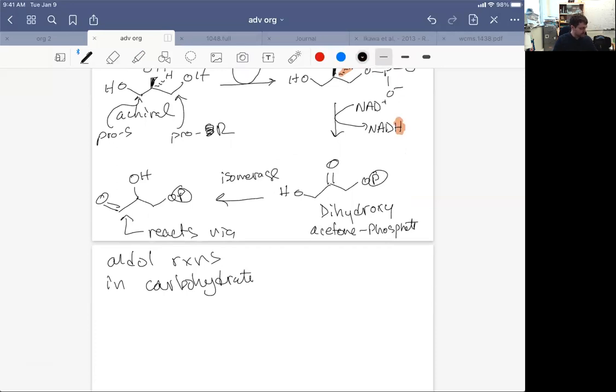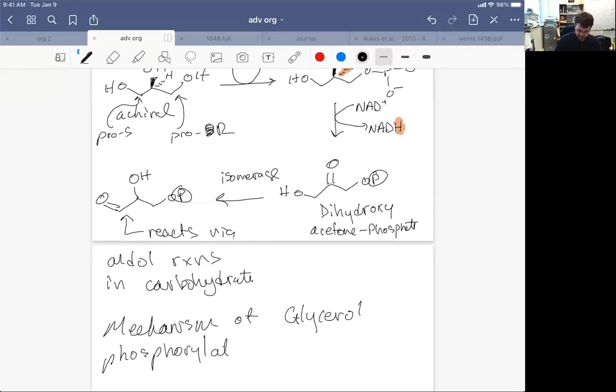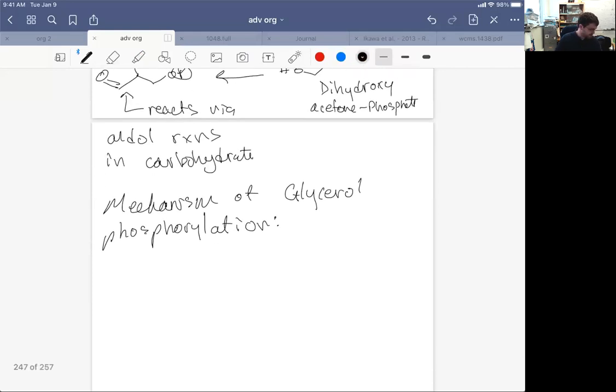What I want to do, I'm getting a little long-winded just talking about the hydrolysis. But the last thing I'll touch on is just the mechanism for glycerol phosphorylation, because it touches on an important feature of ATP. Mechanism of glycerol phosphorylation looks like this.